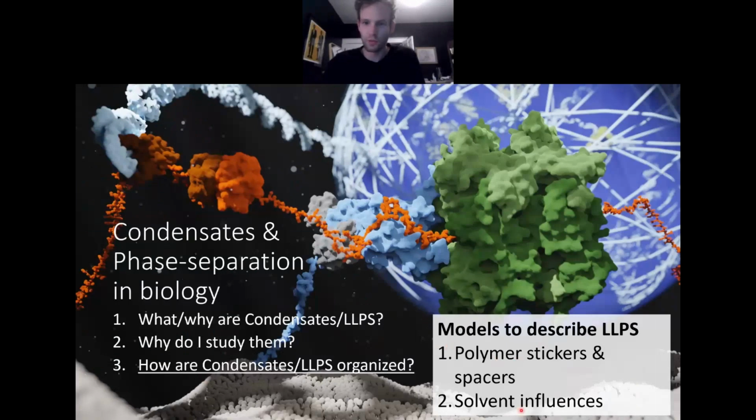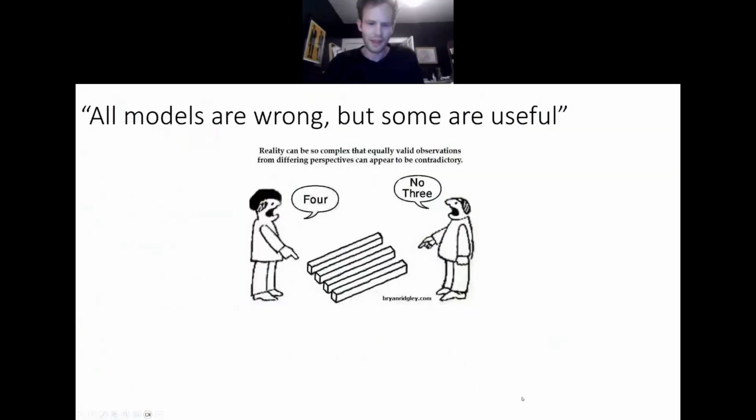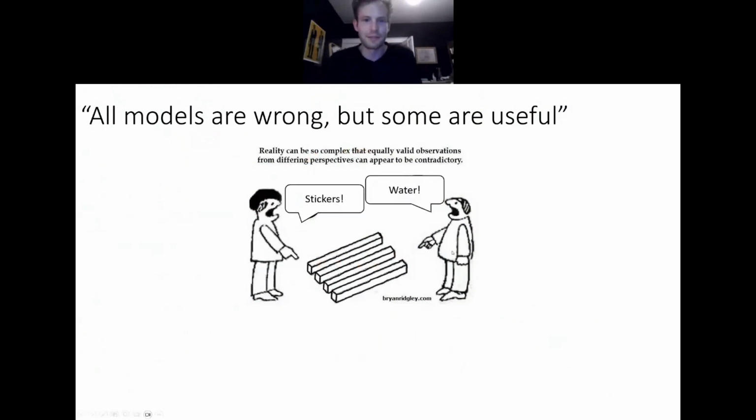what the water is doing. And now is a good time to break out this quote that I really like by Dr. Box, a statistician, that all models are wrong, but some are useful. So this is saying that reality can be so complex that equally valid observations from different perspectives can appear to be contradictory. So we have this weird shape here. This person is saying there's 4 prongs. This person is saying that there's 3. It's not too different than someone saying there's stickers that hold us together, or the water is important.